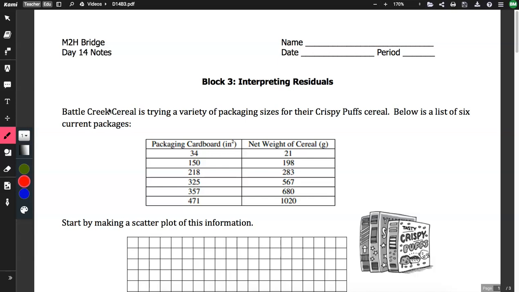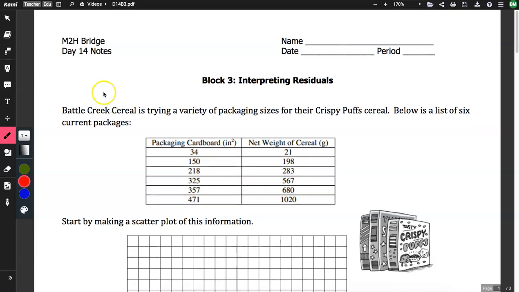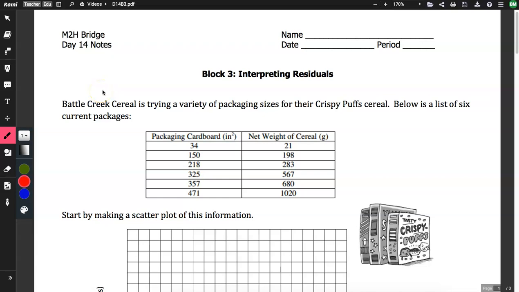But we're going to start to look at how we figure out the accuracy of our linear regression equation and how we actually use that to make decisions in a real context. So it says Battle Creek Cereal is trying a variety of packaging sizes for their Crispy Puff cereal. So this is all about a cereal company, and they're using different box sizes to see how much weight the box can hold. So how much cereal can the box hold as we use more packaging.